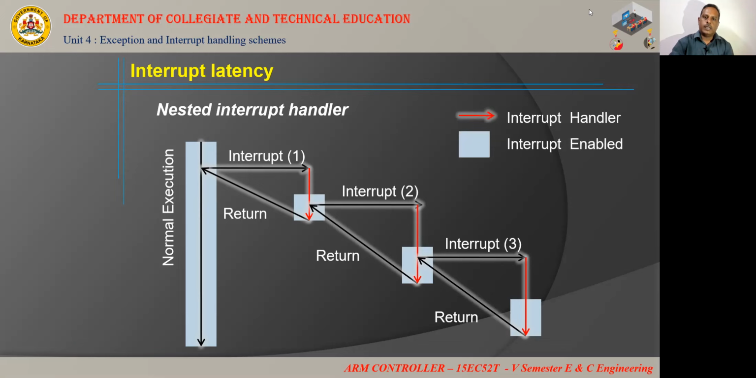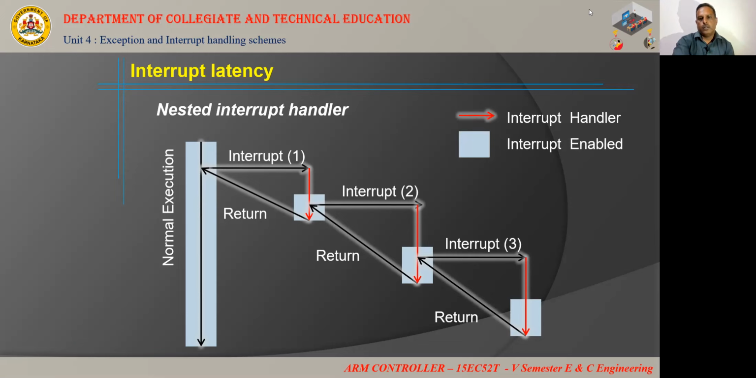So the red arrow indicates the exception handler, and the black arrows indicate the branching from one task to another task. And the region shown in the exception handling is where the interrupts are re-enabled so that interrupts will be recognized further for servicing. This is the nesting of interrupt handling.